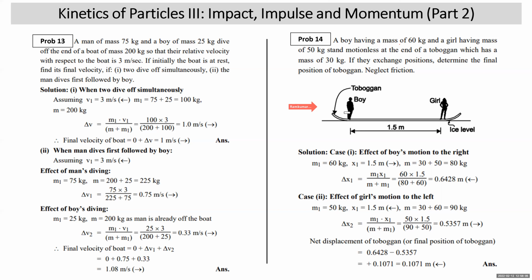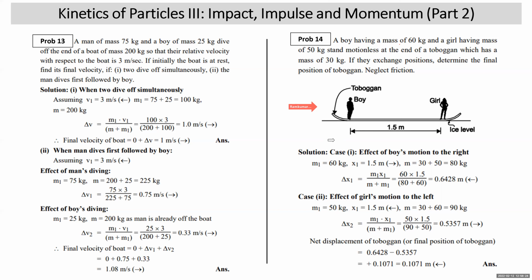So what we consider is that our formula gives you the motion of one person at a time. So we'll calculate the effect of the motion of one person. First we'll consider the effect of the boy's motion to the right. Then we'll consider the effect of the girl's motion to the left. And then, as the toboggan is at rest, we'll find the net displacement in the position of the toboggan.